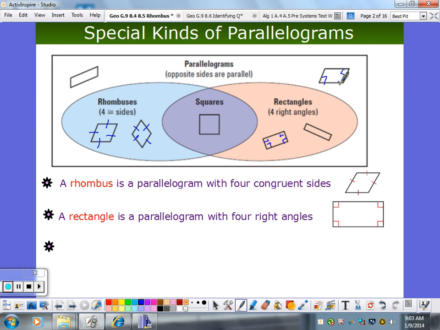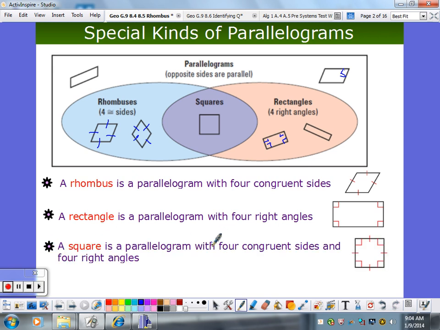What do I know about the consecutive angles? They're supplementary, so if you add that, okay, that has to be 90, 90 plus 90, so this one also. So you really only have to say that you have a parallelogram with 1 right angle. That's how they teach you in New York. Apparently in Virginia they teach you to say there's 4, but you really only have to say there's 1.